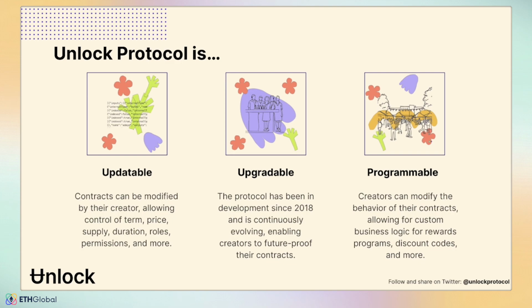Specifically, Unlock's contracts are updatable. You can change the name of the contract, the price of the membership, the duration of the membership, the supply, the number of memberships that there could be. You can also change a specific membership. You can imagine that in some cases, membership can be revoked. Even though somebody might have paid for this, you might allow them to cancel and get a refund. Or they can be assigned to someone else.